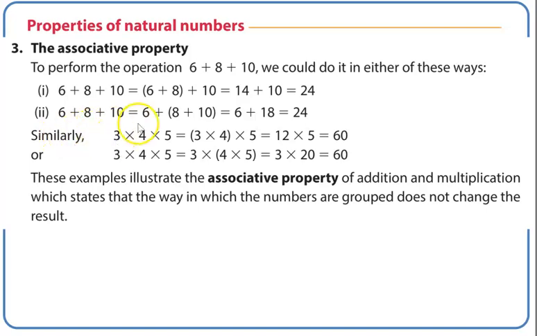Similarly, 3 times 4 times 5. If we put the brackets around the 3 and the 4 and do 3 times 4 first, which gives us 12, and 12 times 5 is 60. Or we could put the brackets around the 4 and the 5 and do 4 times 5 first, which is 20, and then 20 times 3 is still 60. So these examples illustrate the associative property of addition and multiplication, which states that the way in which the numbers are grouped does not change the result.